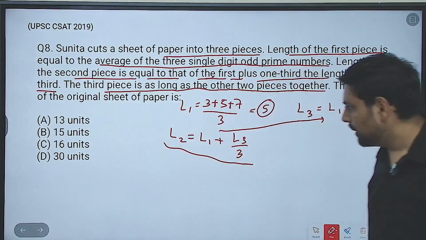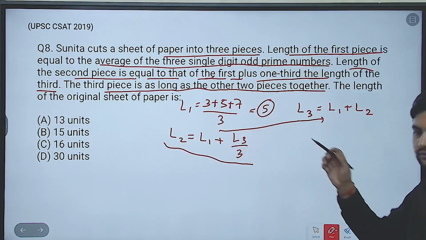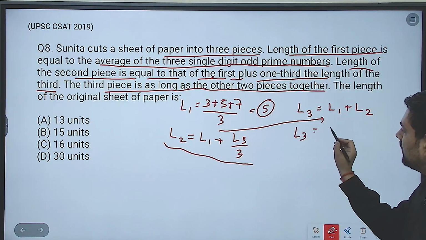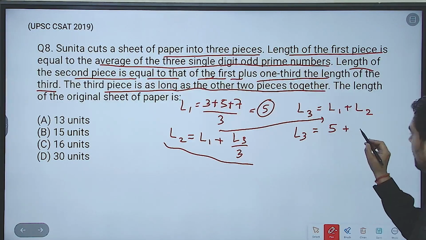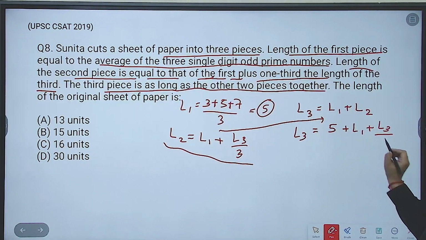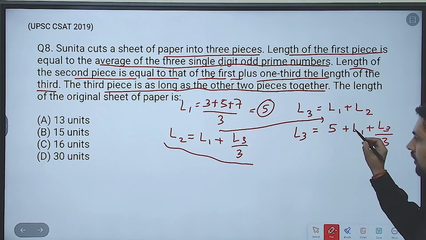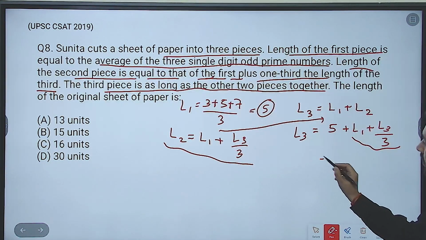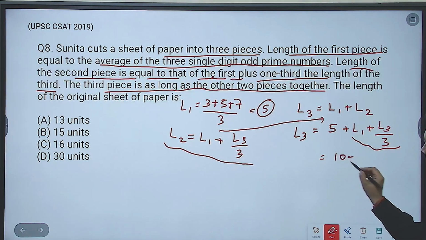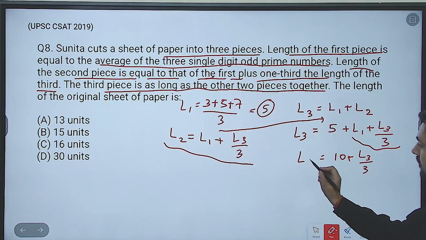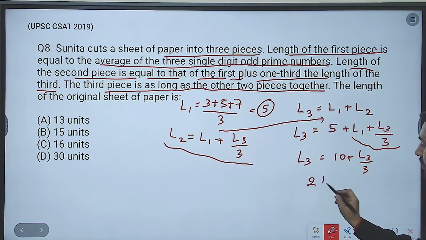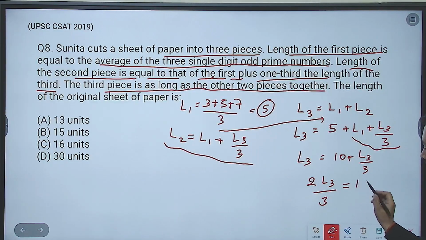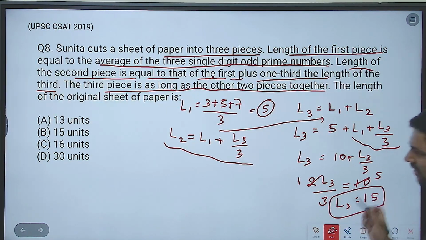So let's find it. This is L3. L1 is 5. L2 is L1 plus L3 by 3. So this is L2. Now L1's value also we know, that is again 5. So 5 plus 5, 10 plus L3 by 3 is equals to L3. Now I can send it there. So this becomes 2L3 by 3 is equals to 10. L3 came out to be 3 into 5, that is 15. You got the value of L3.